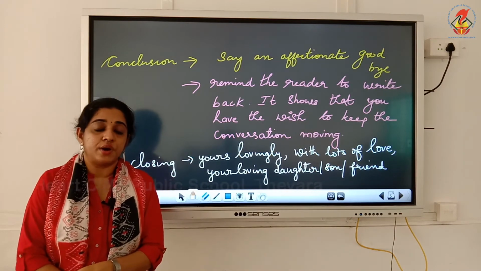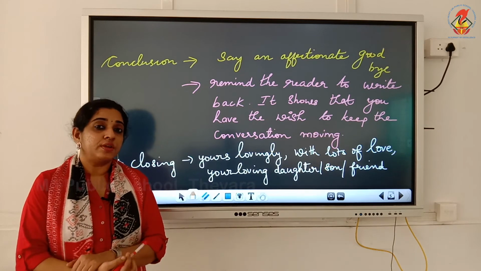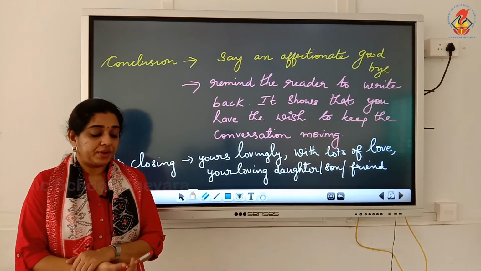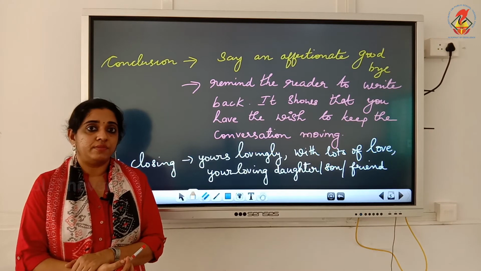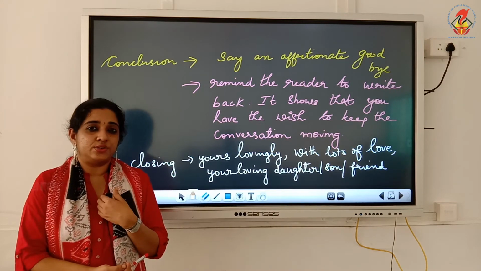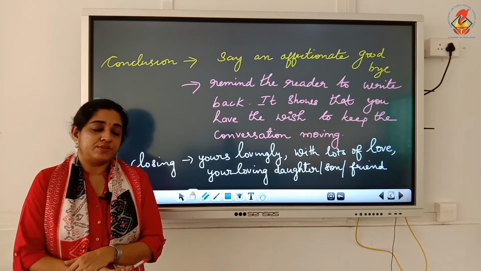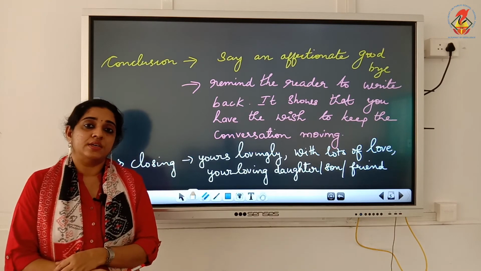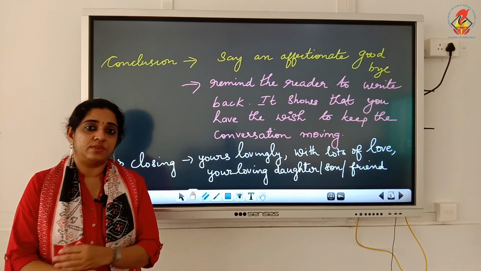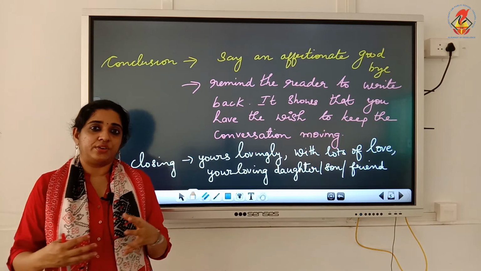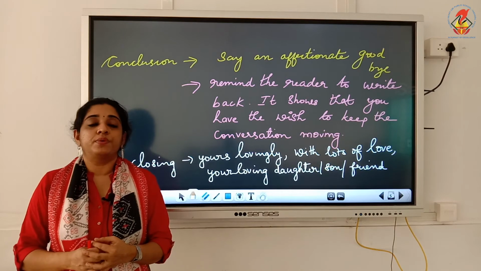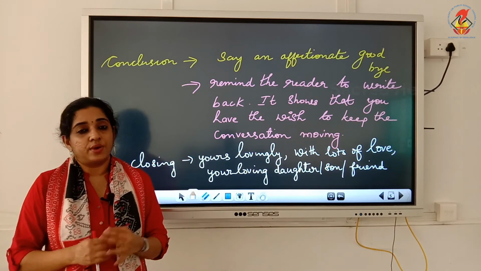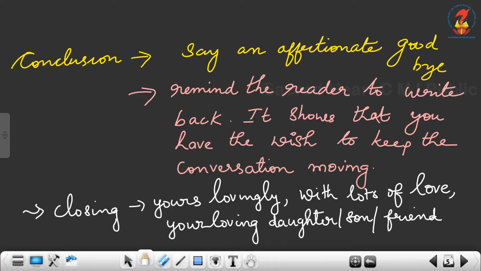Remind the reader that you are anxiously waiting for the reply, so that when the reader is reading that, he has a tendency in mind to reply back. Otherwise, if you are not writing, what will happen? The reader will feel that he or she wrote the letter just for the sake of it. So the rapport, that means the connection, a strong relationship should be there when you write. So you have to include lines like, I am anxiously waiting for your reply, please write back.